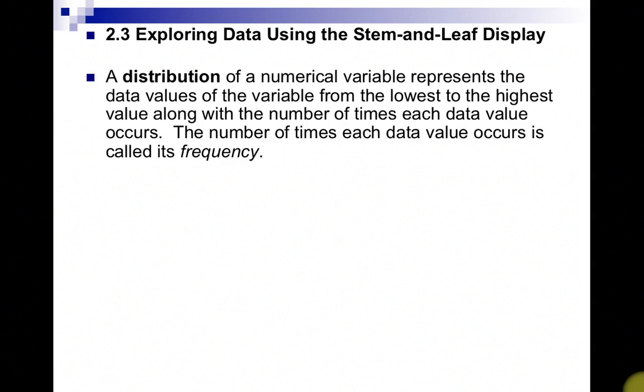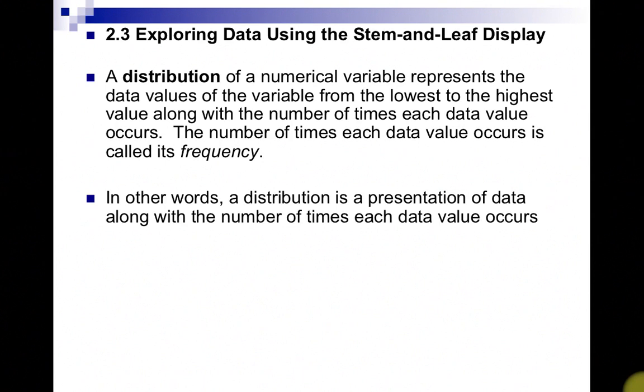A distribution of a numerical variable represents the data values of the variable from lowest to highest value, along with the number of times each data value occurs. The number of times each data value occurs is called its frequency. In other words, a distribution is a presentation of data along with the number of times each data value occurs.